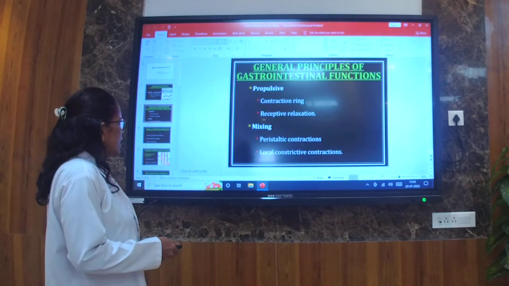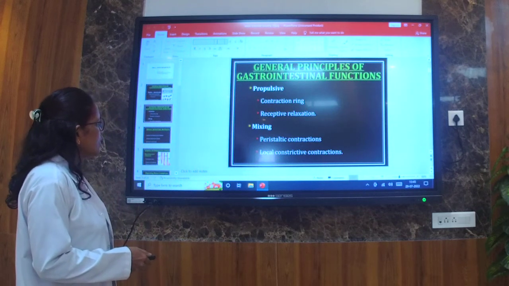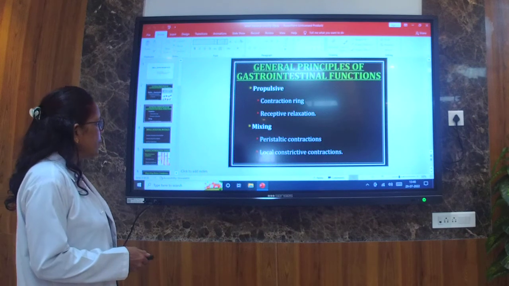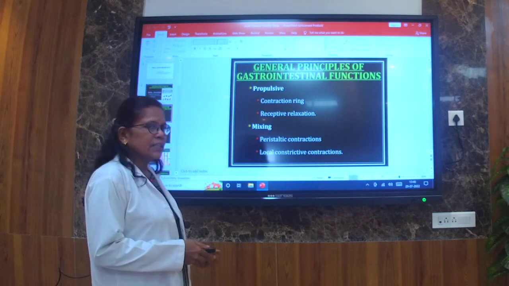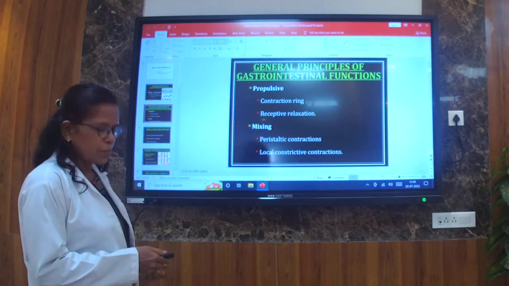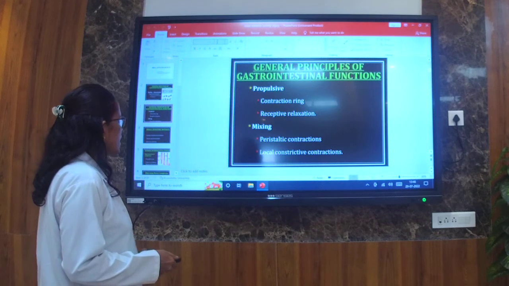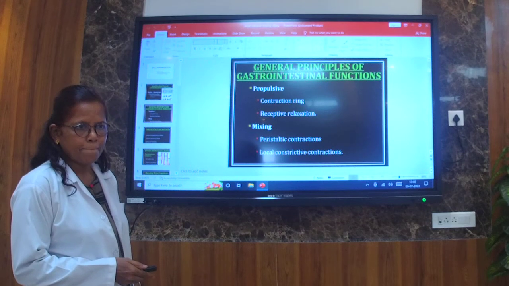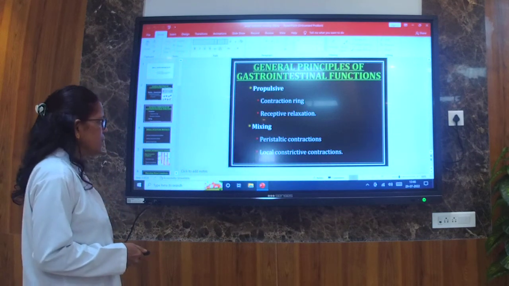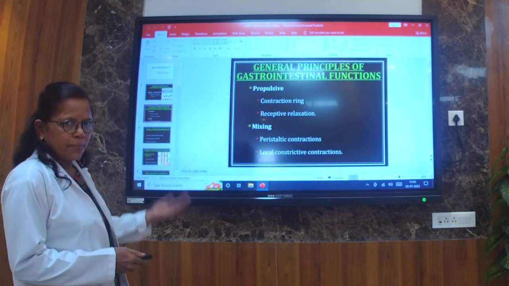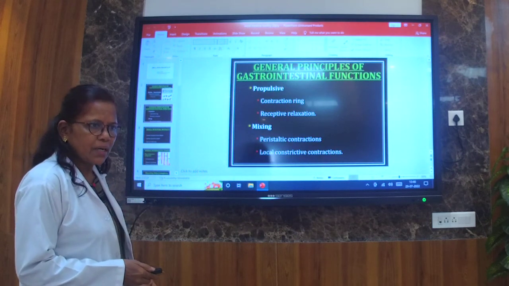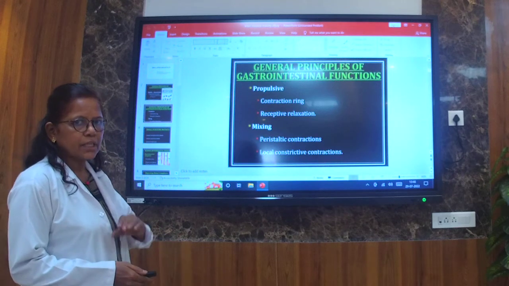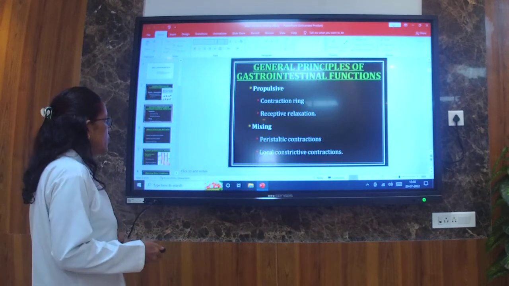Then which are the movements? First, the propulsive movement, and second, the mixing movement. Propulsive movement includes the contraction ring, and the receptive relaxation. What is receptive relaxation? One segment relaxes and one segment contracts, that is, the proximal segment contracts and the distal segment relaxes.